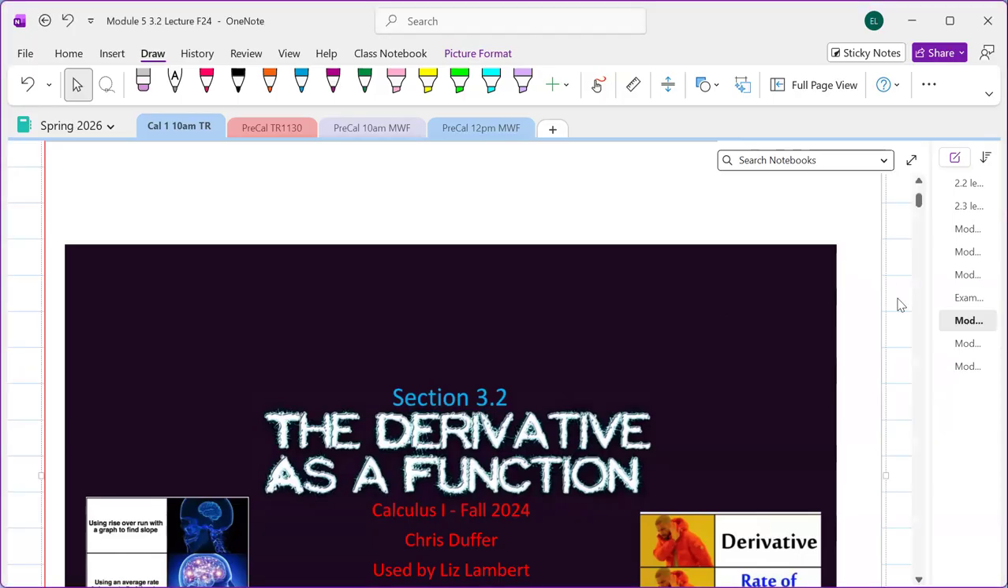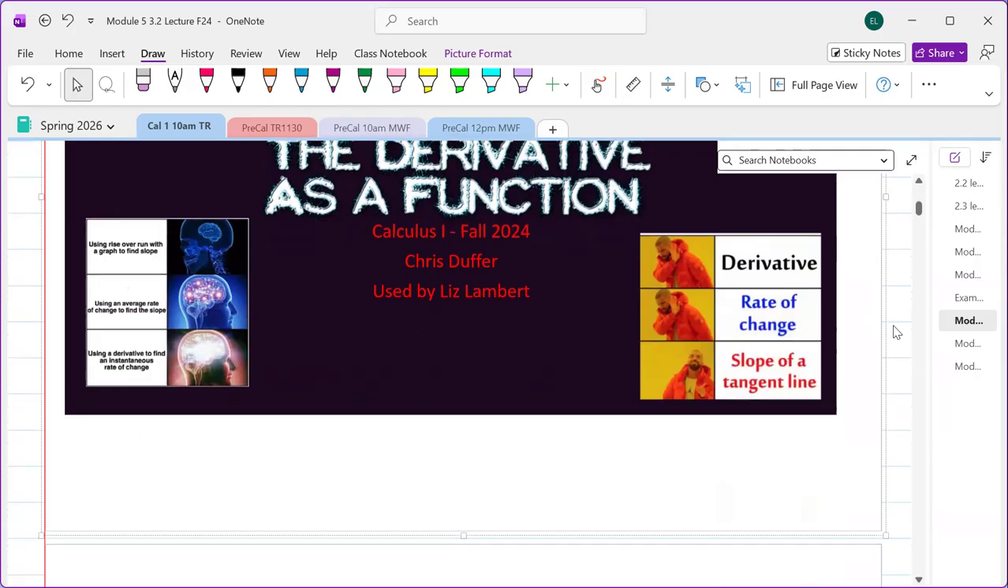So what we are looking at today is the derivative as a function. We looked at the derivative at a particular value, so we were giving you values to find the derivative at, but we can actually do something bigger.